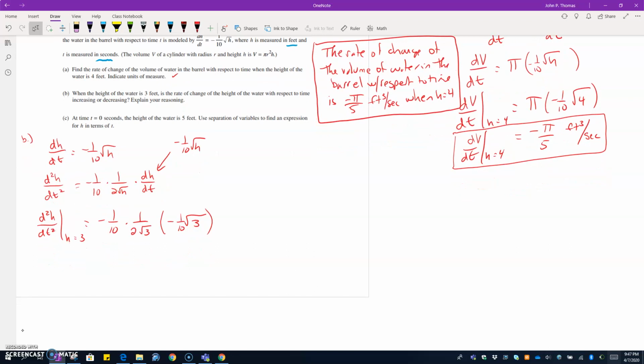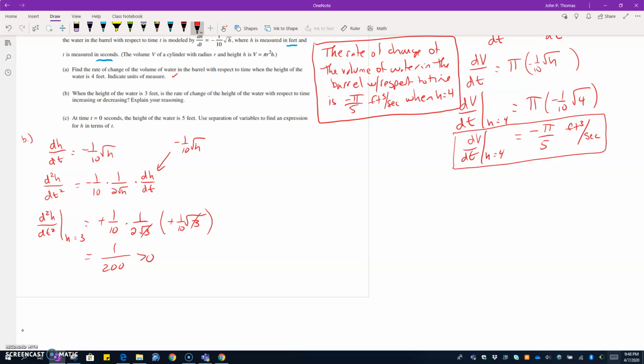Now, from here, this actually works out really nicely because things clean up pretty well. The root 3 and the root 3 cancel. The negative and the negative, because it's all multiplication, become a positive. Across the top, I only have 1s. Across the bottom, I have a 10, 2, and a 10. So that's going to be 200. So d2h/dt2, the second derivative of h with respect to time, is 1/200, which is positive. So this is greater than 0.